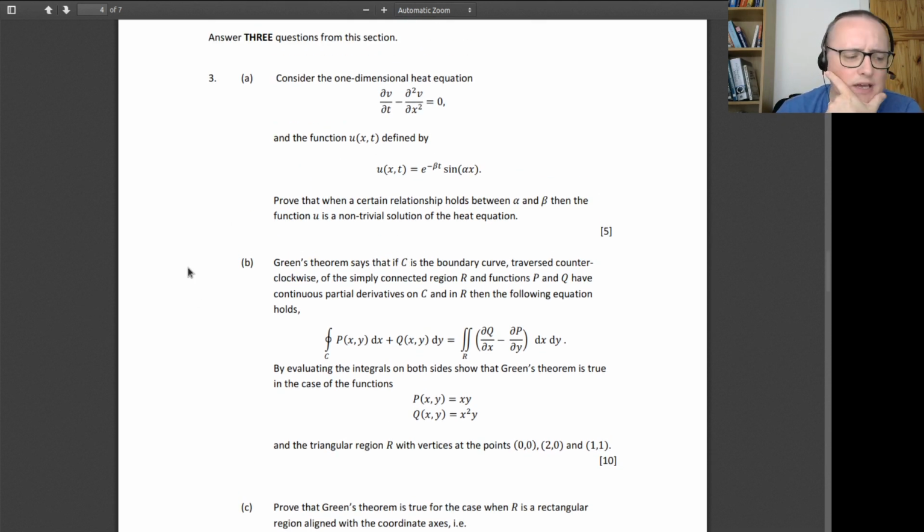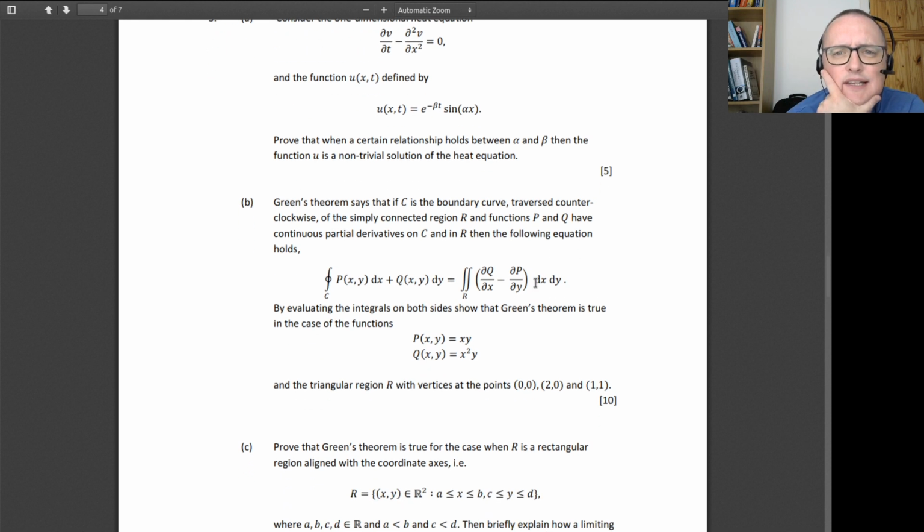The question starts by telling us what Green's theorem is. This is just a declaration of Green's theorem at the start. Green's theorem says if C is the boundary curve traversed counterclockwise of the simply connected region R, and functions P and Q have continuous partial derivatives on C and R, then the following equation holds.